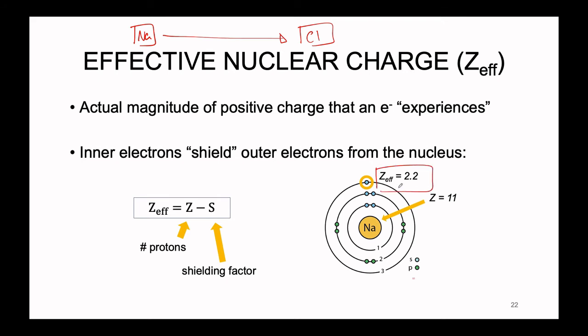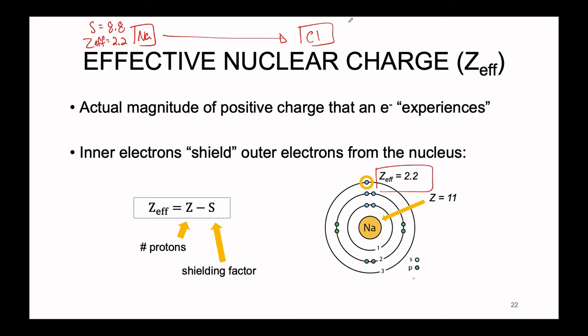We could actually go through and calculate the effective nuclear charge for sodium. This is what we would come up with. Our Zeff is equal to 2.2. We can also reverse engineer, without having to do any complicated work, what our shielding factor is. That's going to be equal to the difference between Z and Zeff. The shielding factor for sodium is going to be equal to 8.8.